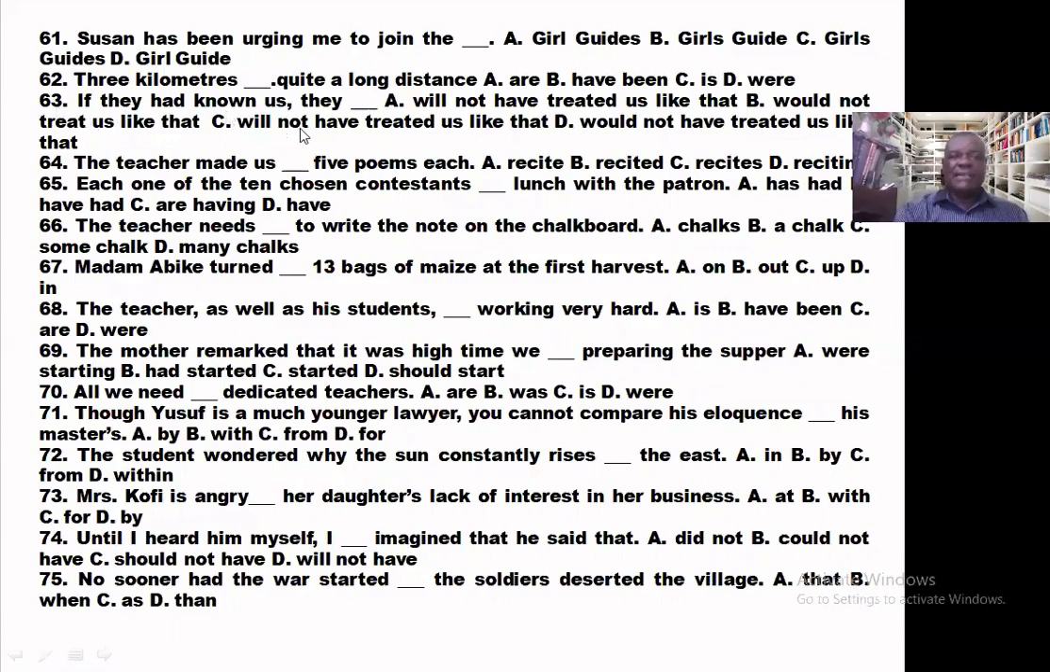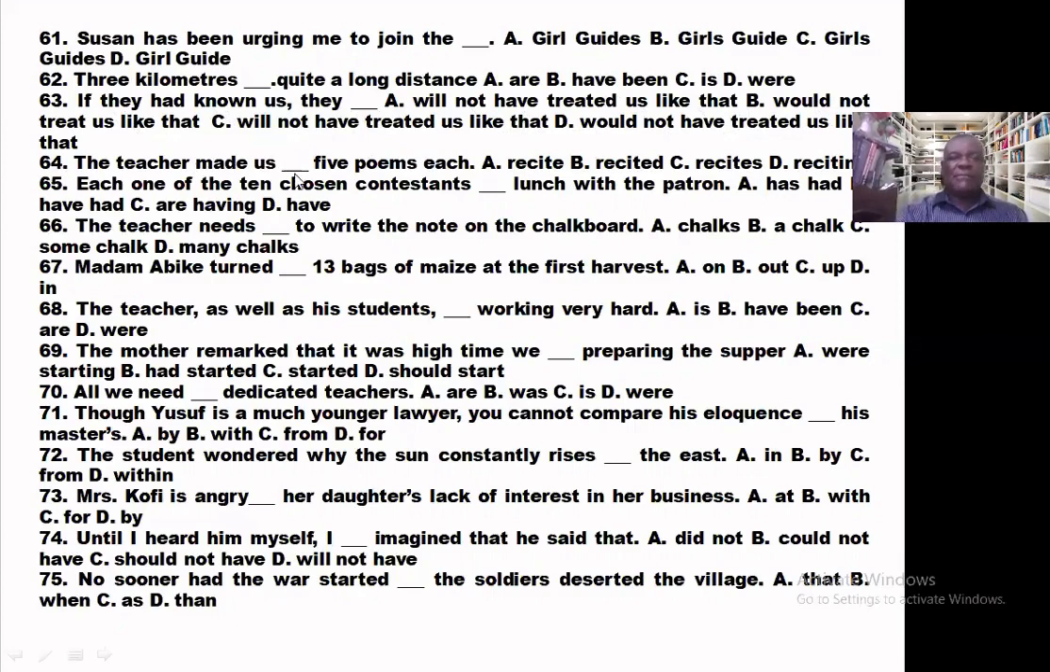63: If they had known us, the dash will not have treated us like that, no, would not treat us like that, no, will not have treated us like that, no, D, would not have treated us like that.